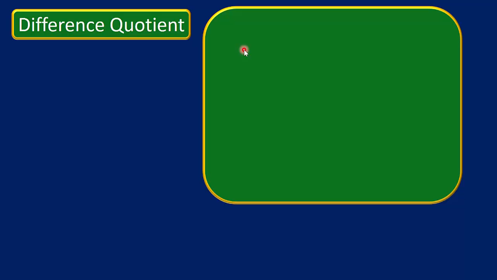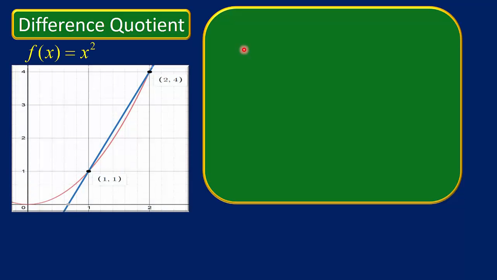College algebra is a course that is designed to help you get ready for calculus. Now, one of the very first things that you come face to face with in calculus is the difference quotient. So I want to introduce you to the difference quotient here and show you some techniques for evaluating the difference quotient. Now, let's suppose that we have a graph of f of x equals x squared here.